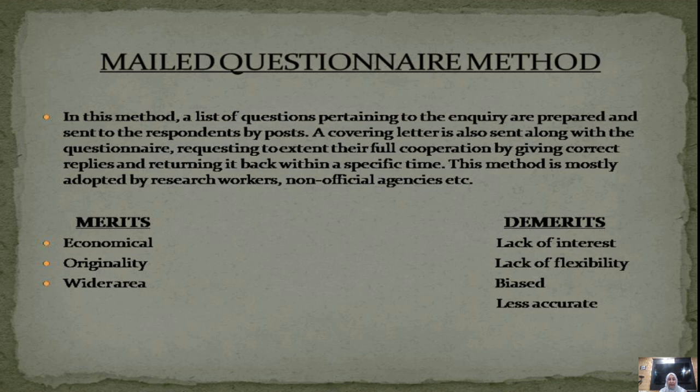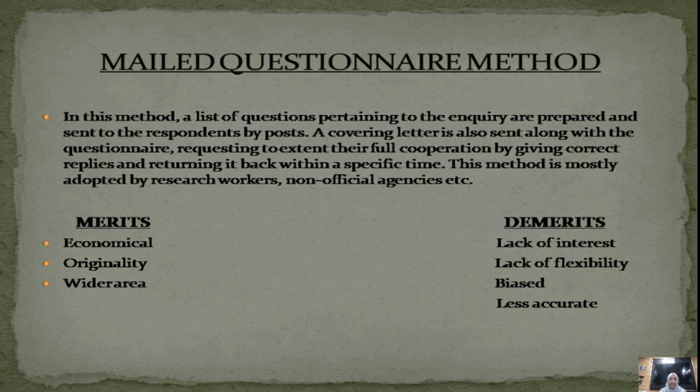Another method is the mailed questionnaire method, which is very important. In this method, a list of questions pertaining to the inquiry is prepared and sent to the respondents by post. A covering letter is also sent along with the questionnaire, requesting full cooperation by giving correct replies and returning it within a specific time. This method is mostly adopted by research workers, non-official agencies, etc.